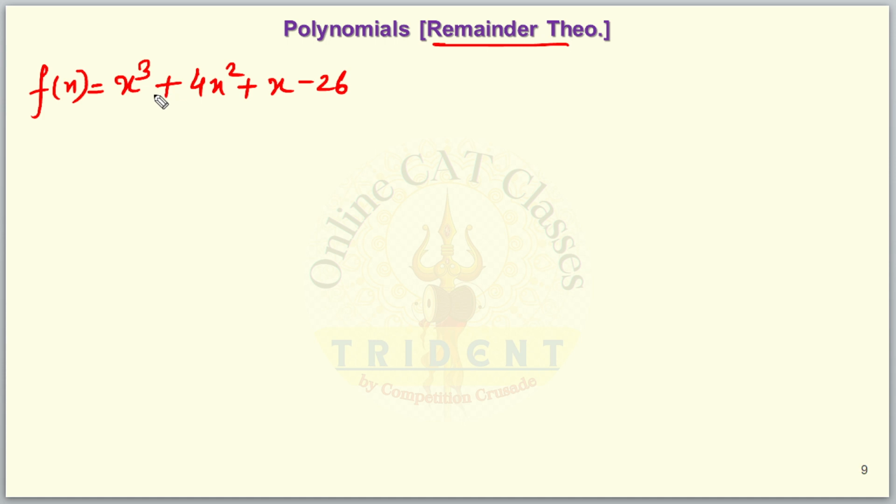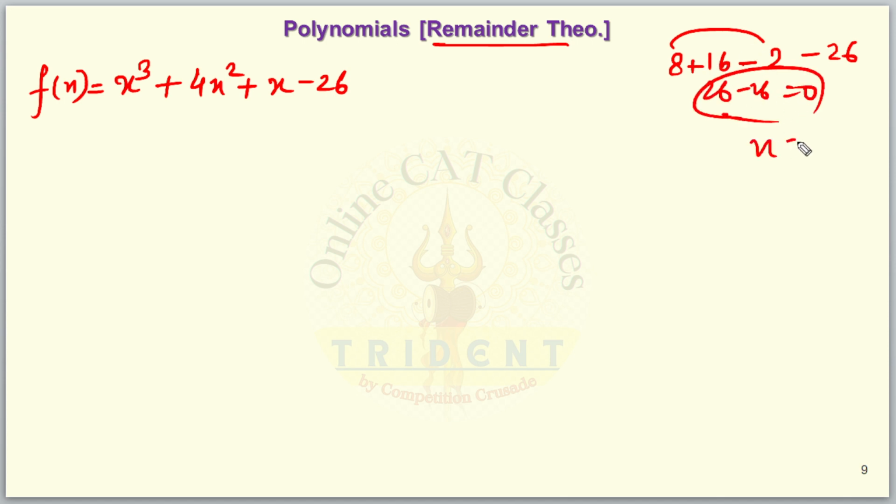Let's try that with x equals 2. So this is 8. Okay, I can write it somewhere. You can remember these numbers also. This is 4 4s are 16 minus 2 minus 26. Now if you pay attention, 8 and 2, 10 and 16, that is 26, minus 26 equals 0. That means x equals 2 satisfies. In other words, x minus 2 is a factor.